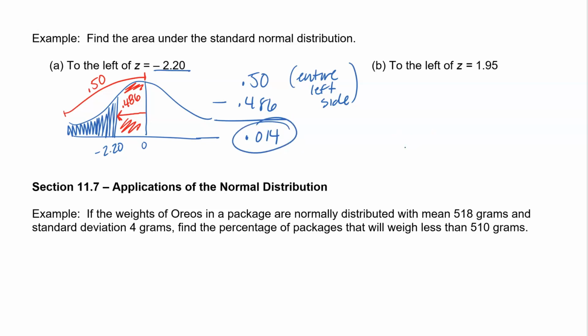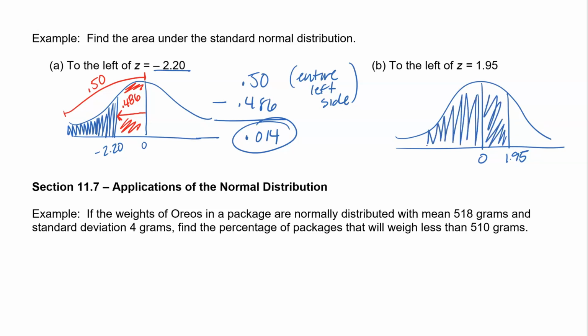Okay, so last one. So I'm going to draw a curve. You get pretty good at these curves when you do them enough. Put 0 in the middle. 1.95 is going to go to the right. Okay, and I want to the left of that line, so that means I want all of this. Now, right away, just like in the last example, if I'm trying to find an area where half of the curve is included, in this case, I'm going to say that that's 0.50, so I know that. Okay, the table, if I look up 1.95 in the table, it's going to give me the area starting at 0, going to 1.95, and that area is 0.474.